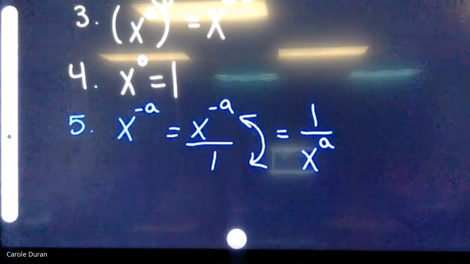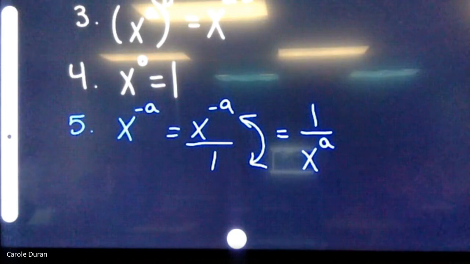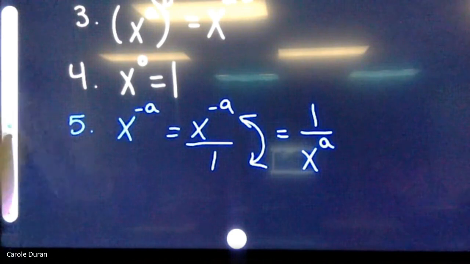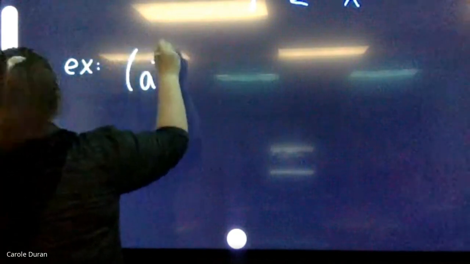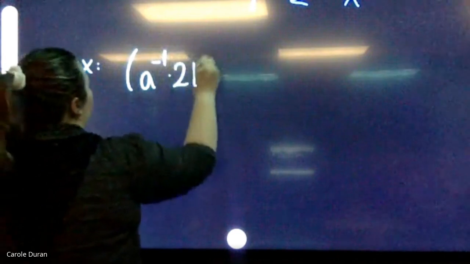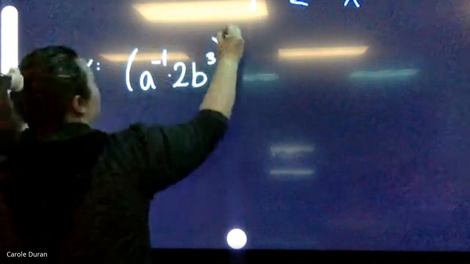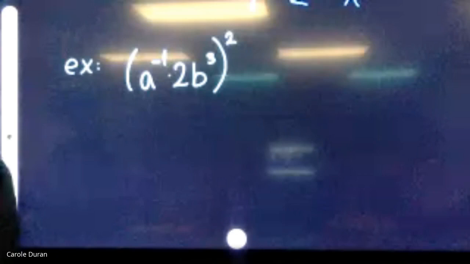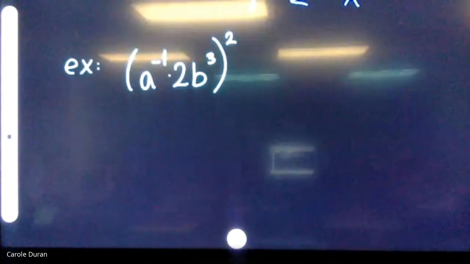So what we're going to do today is just a bunch of examples using all of these exponent laws and simplifying until there are no negative exponents present in the final answer. So let's do the first example. The first example is a to the negative 1 times 2b cubed, all raised to the power of 2. I will tell you that moving exponents is typically the last thing that we do. So I like to work with the exponents as is to begin with, and then we'll move at the end.